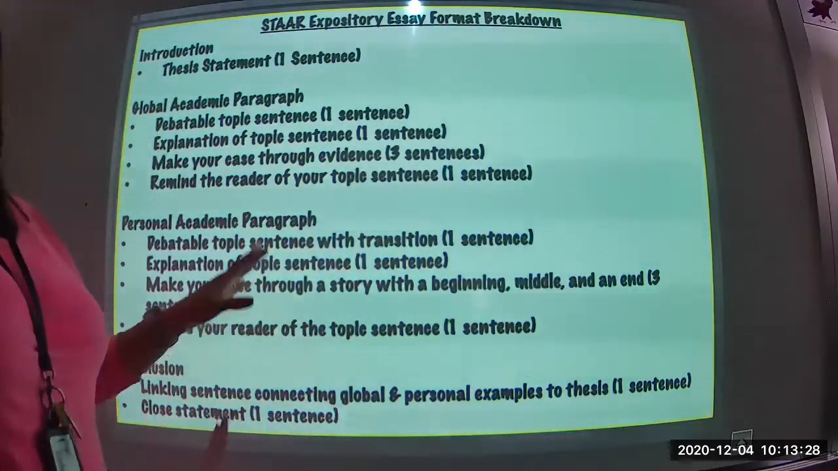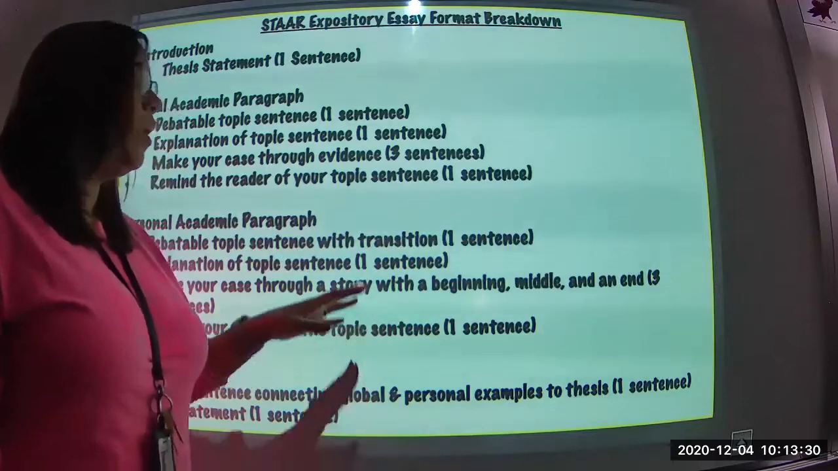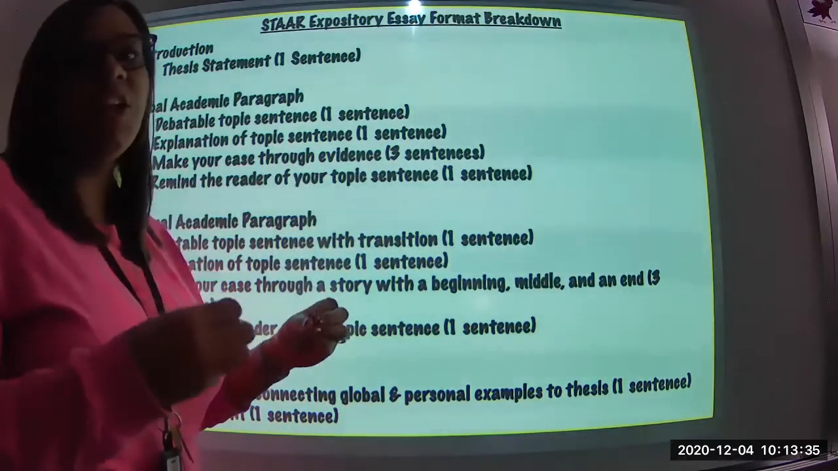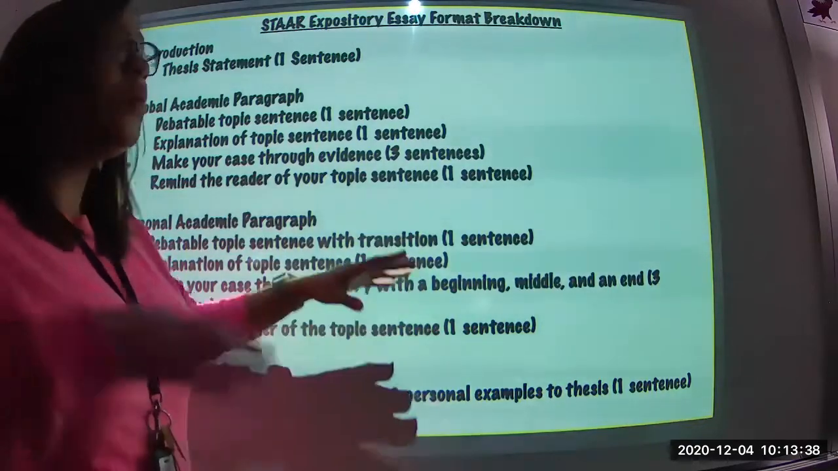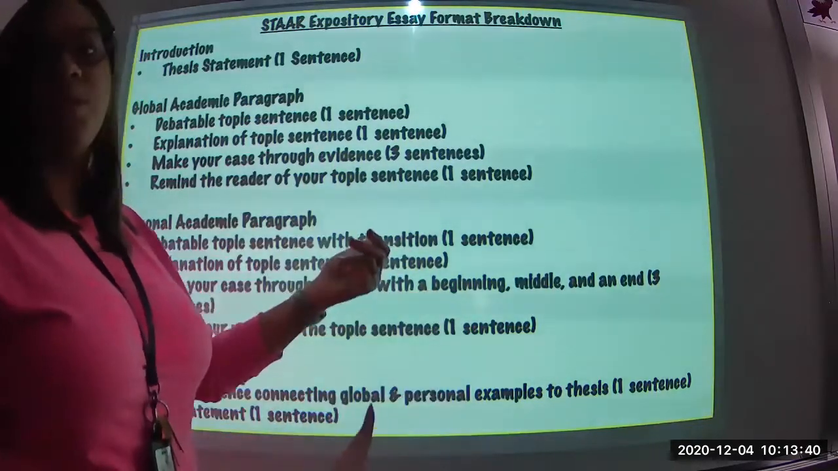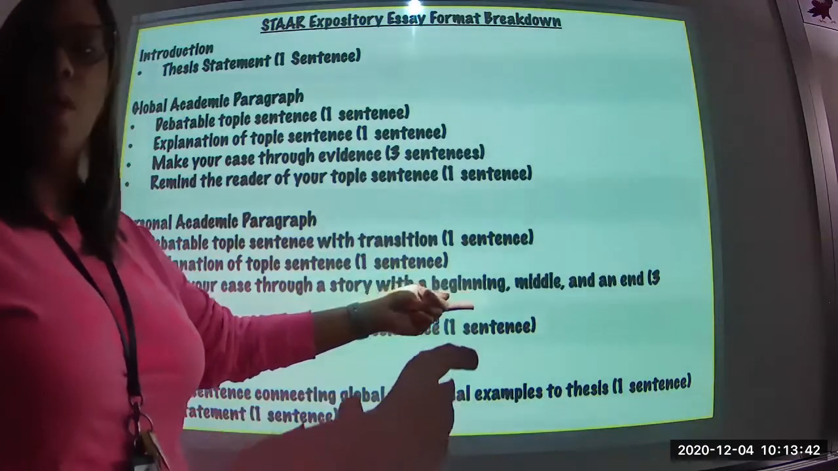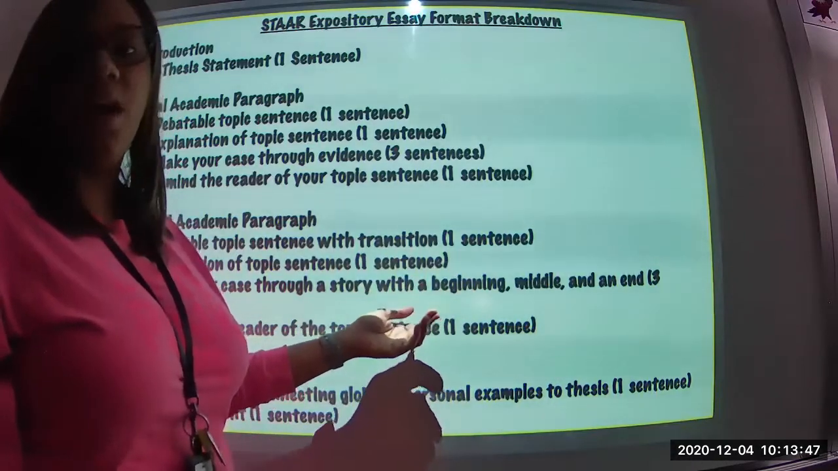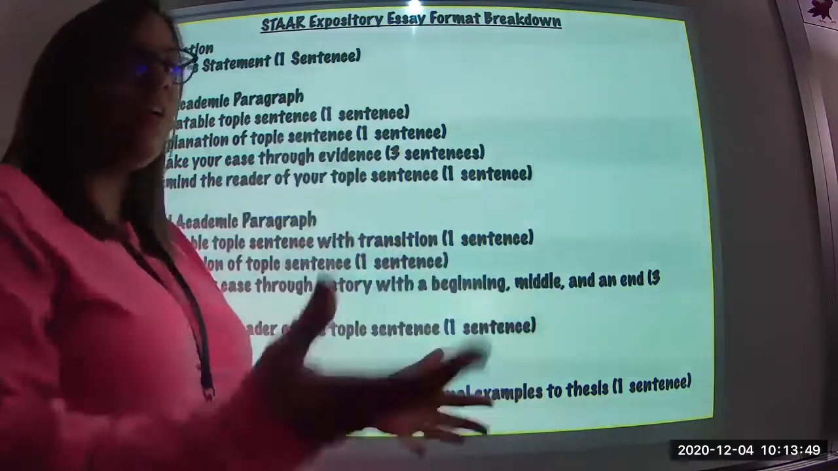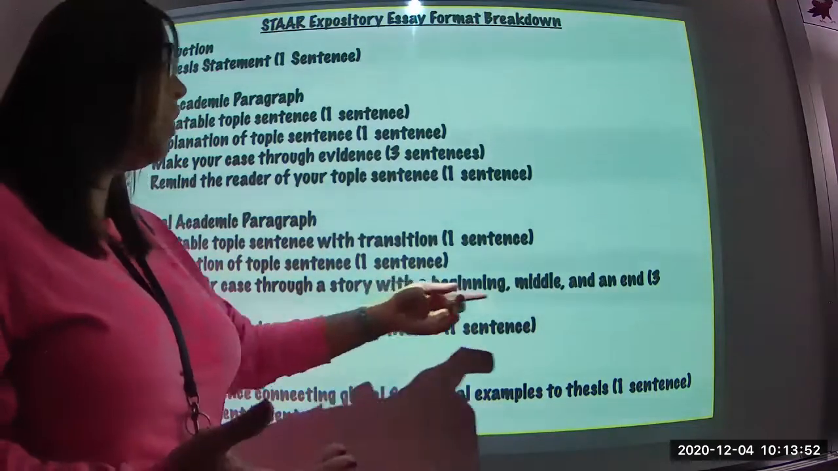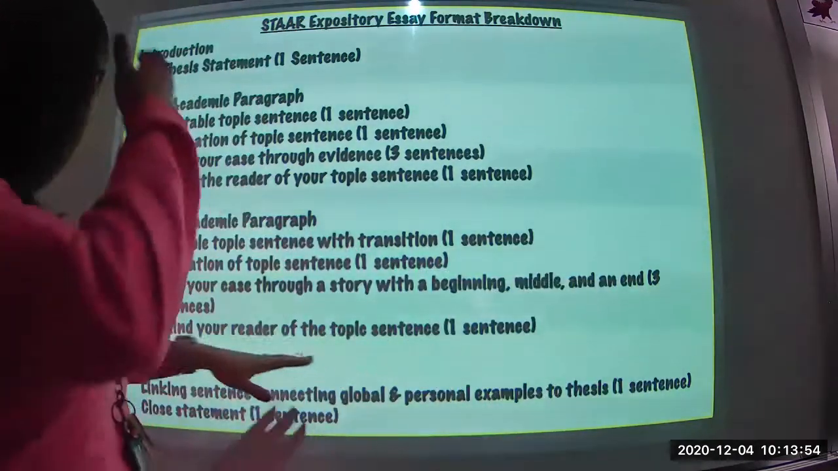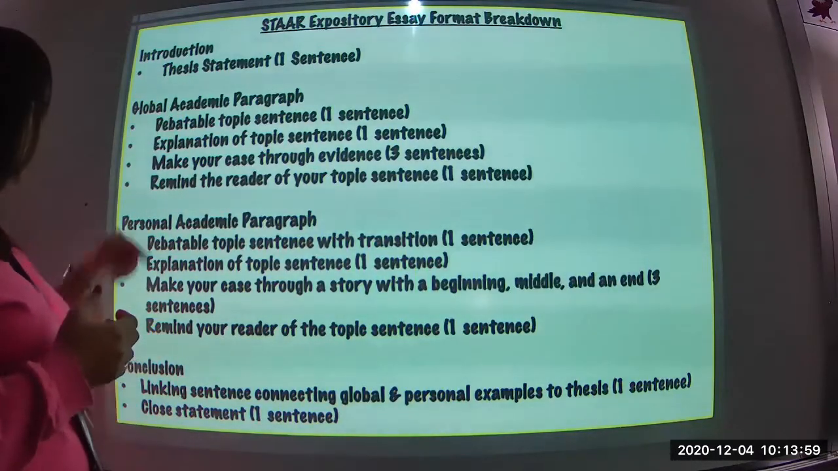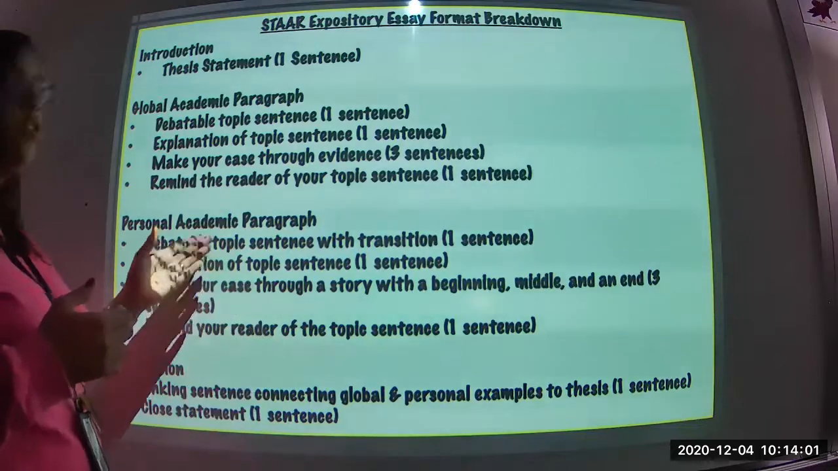So like I tell my students, the person who is reading does not necessarily know what happened. So you have to make your story clear to the reader, because they weren't there. They don't know what happened. And you have to do that in 3 sentences. And for the last sentence, as in the first body paragraph, you're going to remind your reader of your topic sentence.